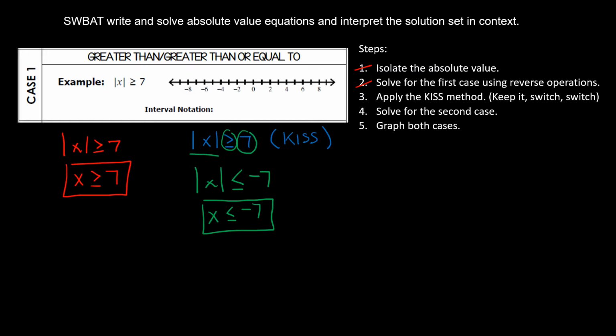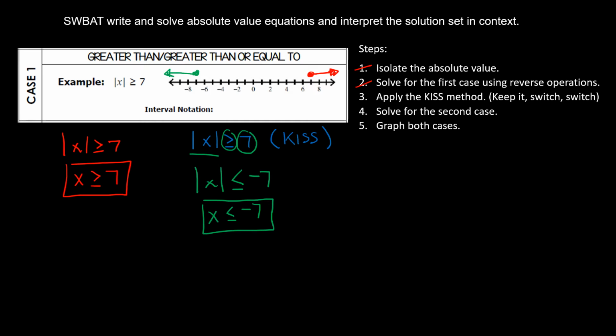So when we graph these, this first one here, x is greater than or equal to 7, we come to 7, we're going to have a closed point because it's also equal to. And we're talking about all the values greater than, so we're going to the right. For x is less than or equal to -7, when we come to -7, we have a closed point because it's also equal to, and we're talking about all the values smaller than that, so we're going to the left. And this is how we do that.